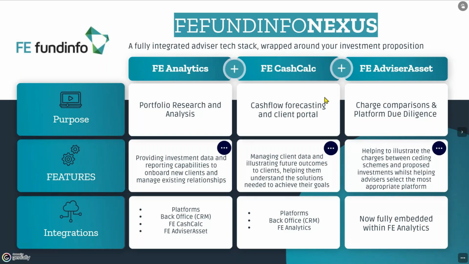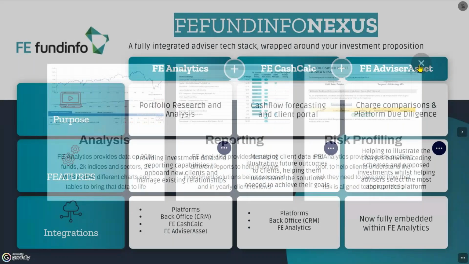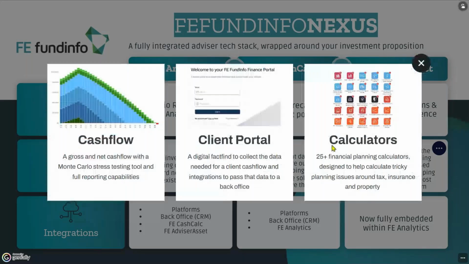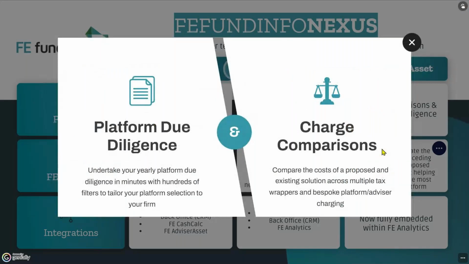So what are these integrations? So if you think about, again, our ecosystem, we've got analytics, and again, as I mentioned earlier, they do very different things to one another. So you've got analytics that brings to the table the data, the fund data, the MPS data, the reporting, the risk profiling. But then you've got Cash Calc that delivers completely different skill sets, cash flow, client portal, financial planning calculators. And now we've got Advisor Asset that provides, again, a completely different side of the ecosystem, platform due diligence, charge comparisons, pension switching, etc.